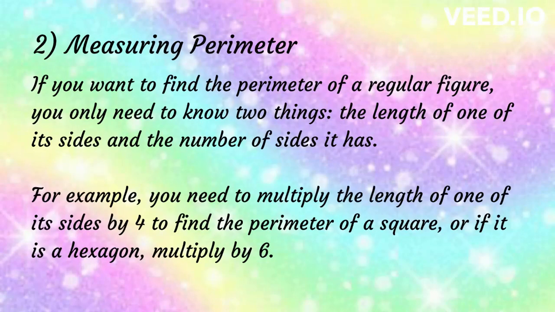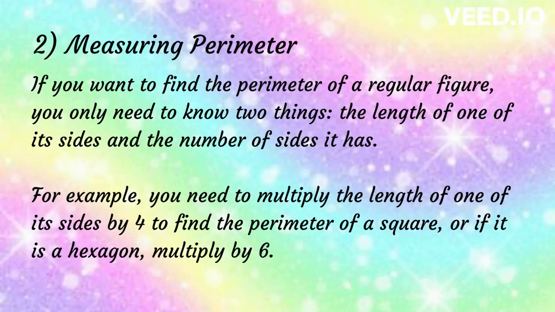As we move on to measuring perimeter, if you want to find the perimeter of a regular figure, you only need to know two things: the length of one of its sides and the number of sides it has. Once you have this information, you can easily calculate the perimeter of the figure. Note, this only applies to regular figures.